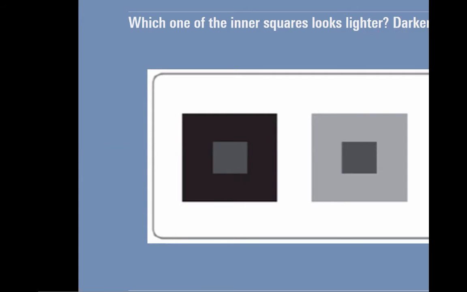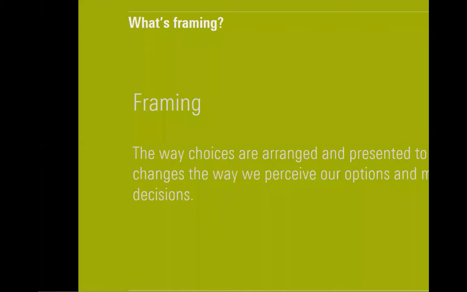Well, the trick here is that they're actually exactly the same, but they look a lot different when they have a different frame around it. When there's a darker frame, it looks a lot lighter. When it's a lighter frame, it looks darker. So let's get to something we call framing, which is the way our choices are arranged and presented to us changes the way we perceive our options and make decisions.